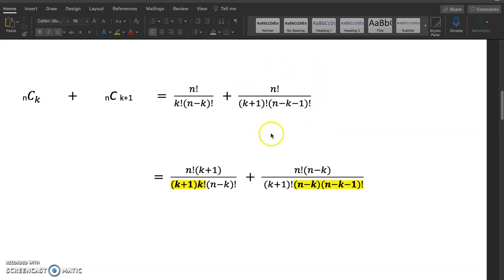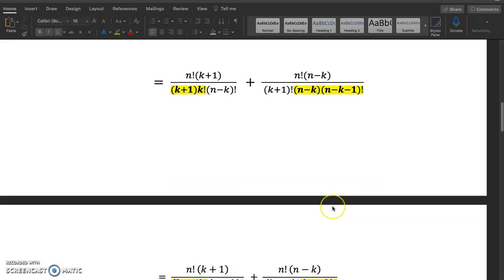But now in this part of the equation, we have k plus 1 factorial, but we don't have n minus k factorial. So what do we do? Again, we multiply in the numerator and the denominator by n minus k, which is what we need. So we say n factorial times n minus k over k plus 1 factorial times n minus k times n minus k minus 1 factorial.